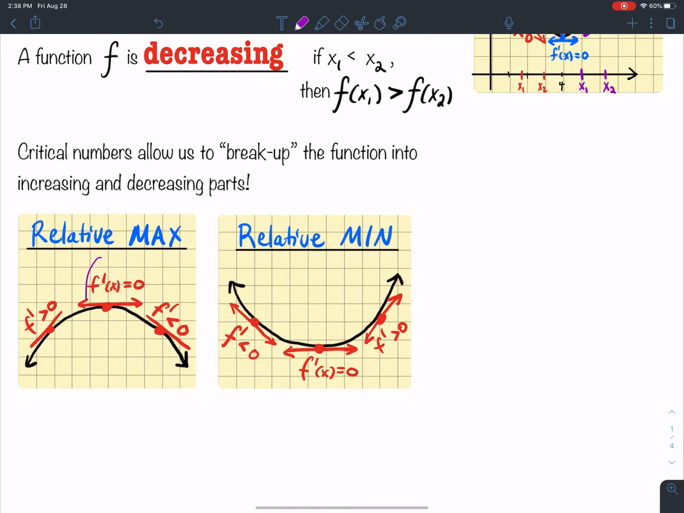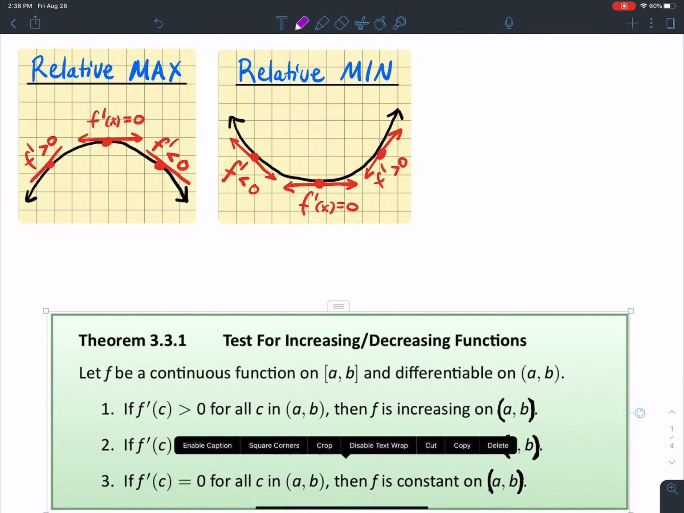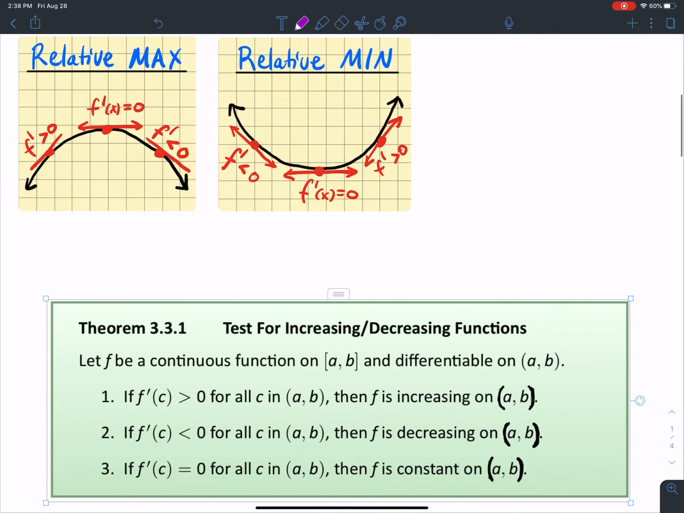Remember, the critical numbers, where the derivative is equal to 0 or does not exist, all that does is break up our function between increasing and decreasing parts. It's increasing here, decreasing there. It's decreasing here, and then increasing there. Okay? So this kind of sums up everything that I'm trying to say here.